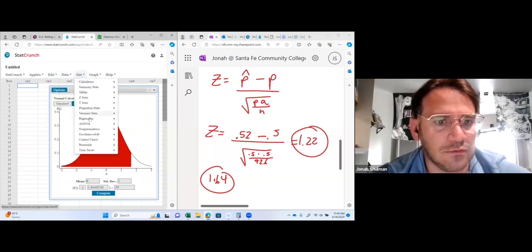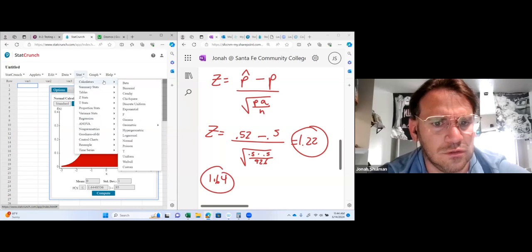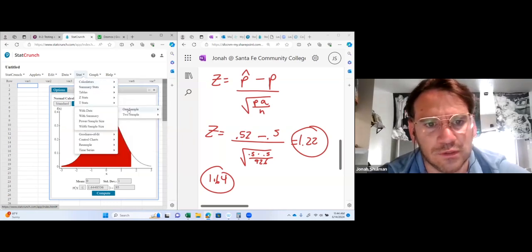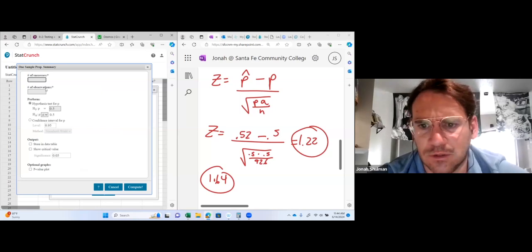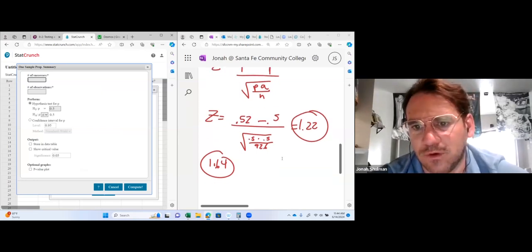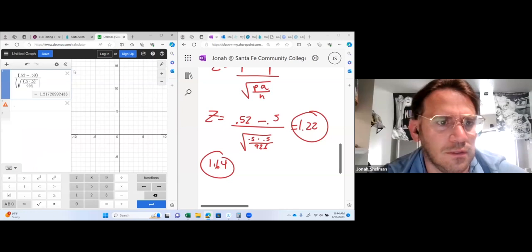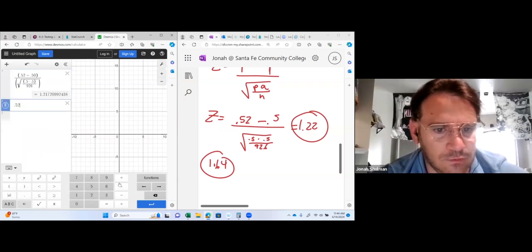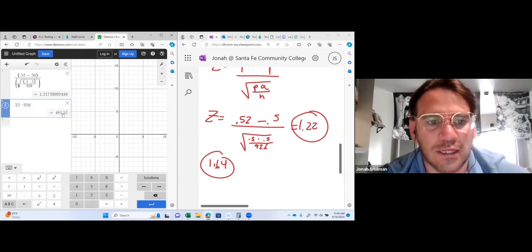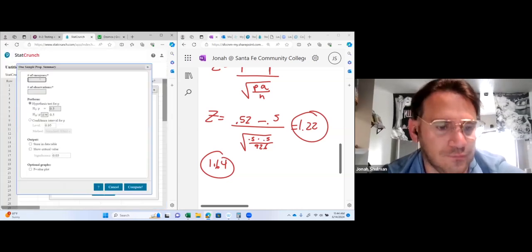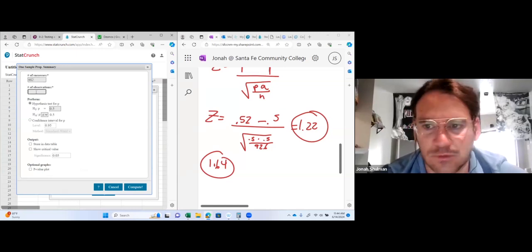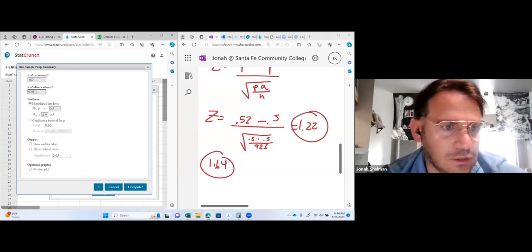So we're going to go to stat, proportional stats, one sample, the summary. All right, so it doesn't give us the number of successes, but I know it's 0.52 of 926. So 0.52 times 926, that's how many we said right. We can't have 481.5 people, so that's 482. The number of observations was 926. It's 0.05, and we just want it to be more than that.